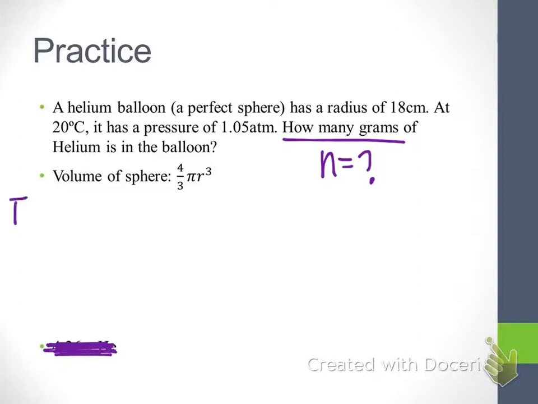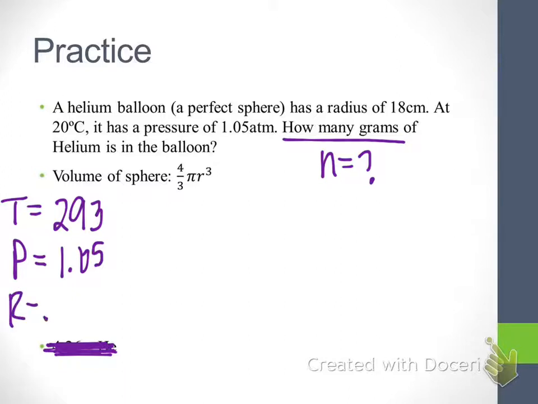Okay, we know that temperature is equal to 20 plus 273, so 293. Pressure is already in atmospheres, which is good. We know our R value, 0.0821. We don't know our volume, but luckily we were given the equation for volume of a sphere. How many of you knew that already? Nice. Okay, so we need to find the volume of that sphere.